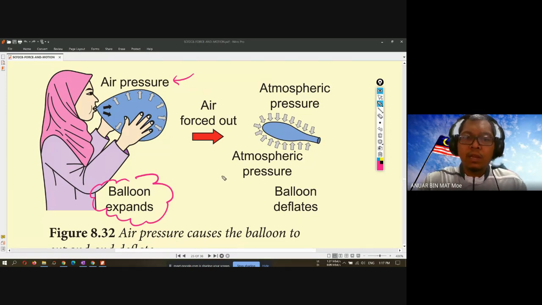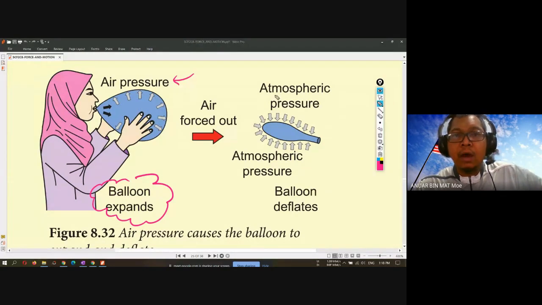The expansion and the deflation, the contraction of the balloon, is based on the air pressure, whether the air pressure outside or inside is higher or lower. For example here, when the girl blows air inside the balloon, which air pressure is higher, class, inside the balloon or outside the balloon? Inside. Inside the balloon, yes, very good. Inside the balloon, the air pressure is higher than outside the balloon. Outside the balloon, we call it atmospheric pressure.